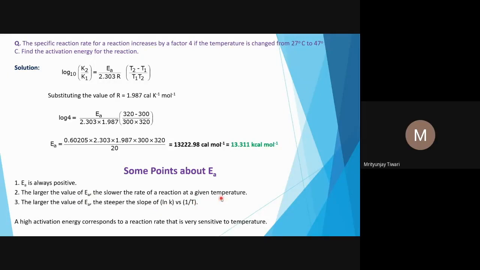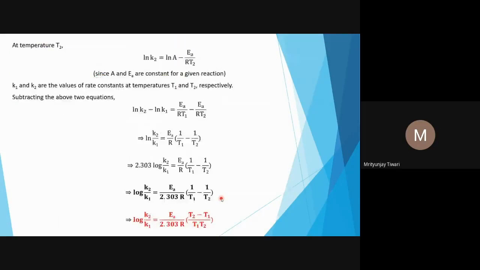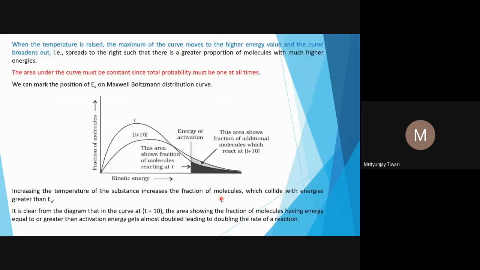Then, the larger the value of EA, the slower the rate of a reaction at a given temperature. What does this mean? It means if the value of activation energy is larger, if suppose it is here, then a very small fraction of molecules will have energy equal to or higher than the activation energy. So very few molecules will convert to the product. It means the rate of reaction has decreased, because very few molecules have converted to the product.